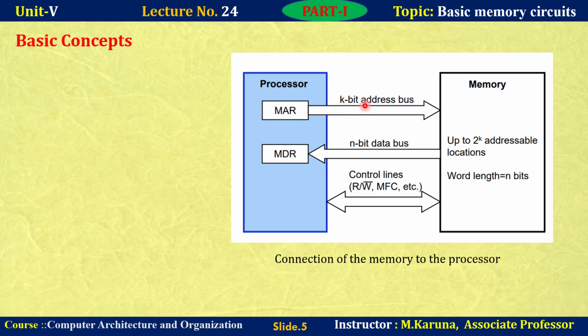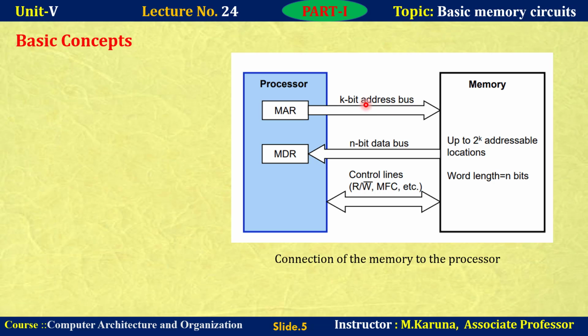How many address lines here? To carry K bits, it requires K lines. So the capacity of the address bus is K bits. That's what we can say, K-bit address bus. It can carry K bits. So if the address lines are K bits, how many combinations will we get? 2 power K. So here, up to 2 power K addressable locations. 2 power K memory locations can be addressed by the K address bits.